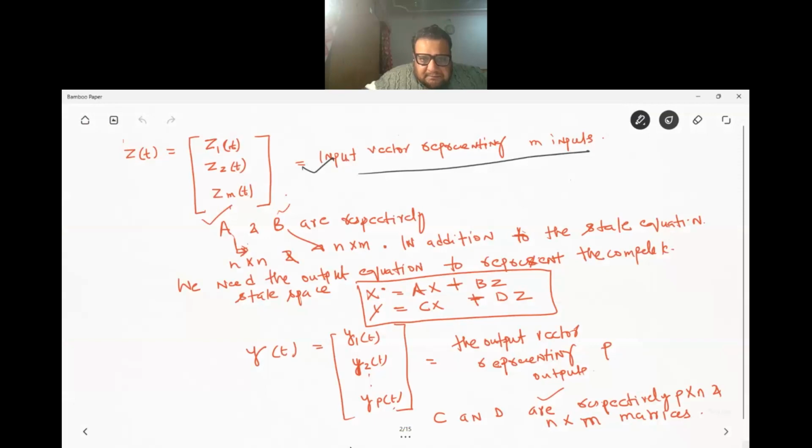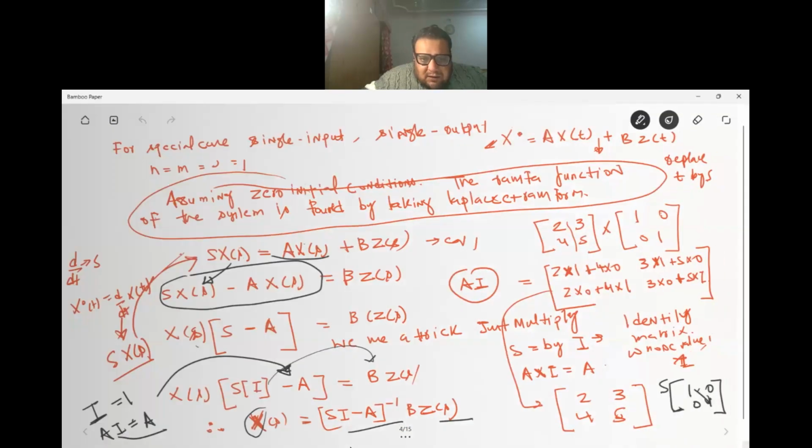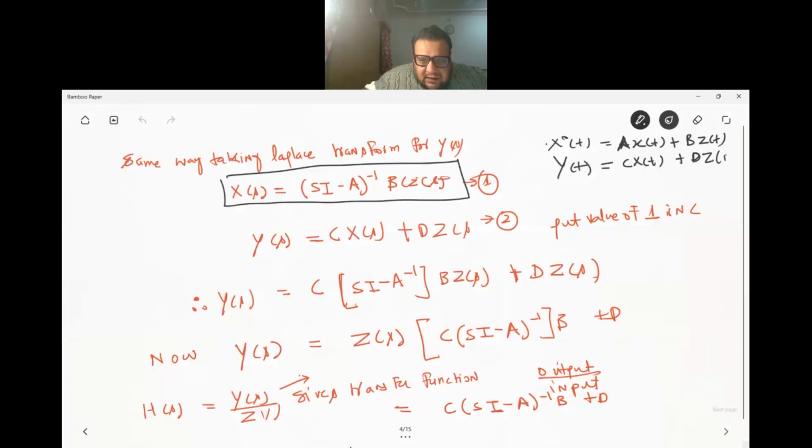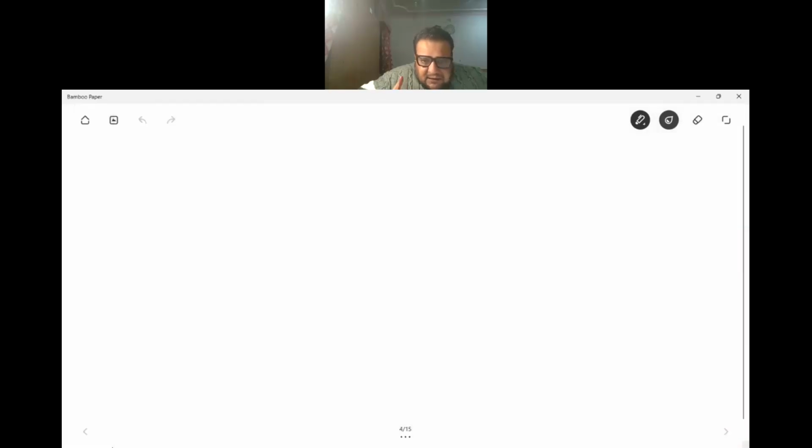The real part of it is that we have to analyze these equations and substitute here. The one particular equation that matters to us is the final network function, or the transfer function equation. A is the system matrix, with dimensions n cross n. B is the input coefficient matrix, C is the output matrix, and D is the feed forward matrix. Everything has been mentioned.